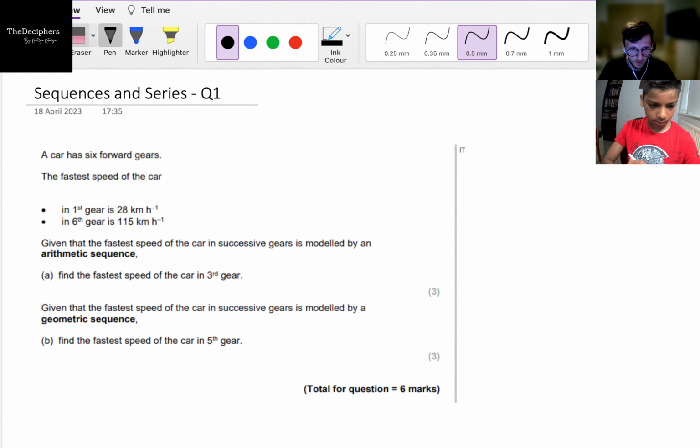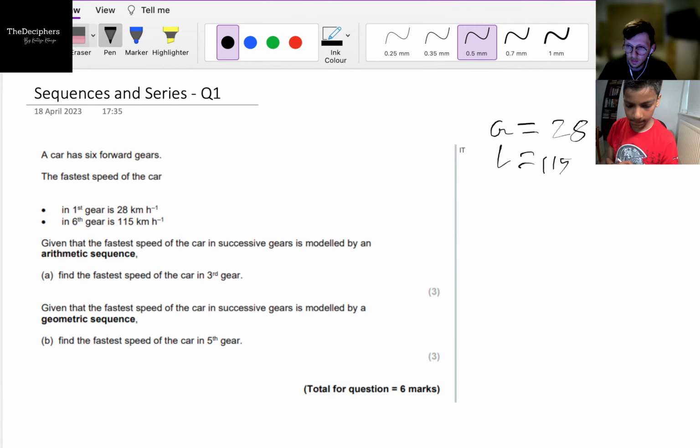What we would do is, we know the first term, which is A, that's 28. We know the last term, 6, which is 115. Now what we need to do is to find the common difference. That's L minus A divided by the number of terms.